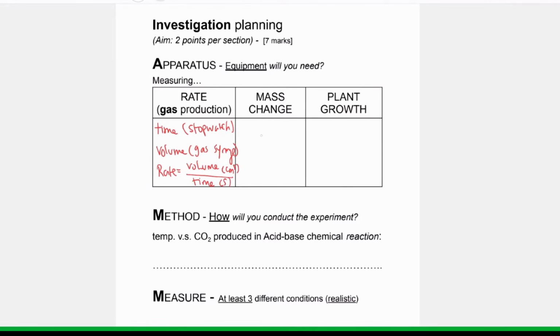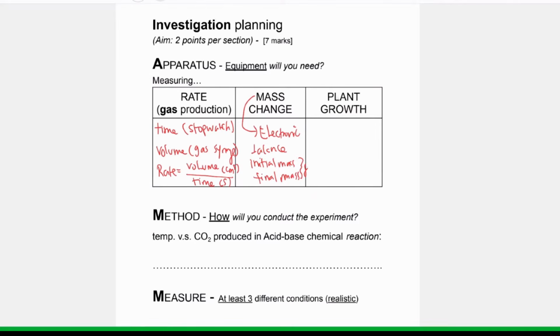To measure mass change or anything related to mass, you'll need an electronic balance. And you'll take the difference between the initial mass and final mass, in grams. So I'll put here g for grams.